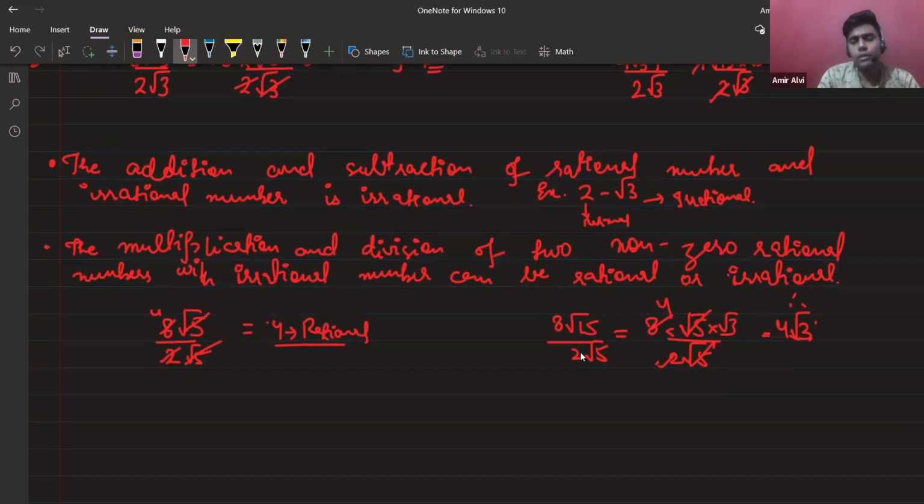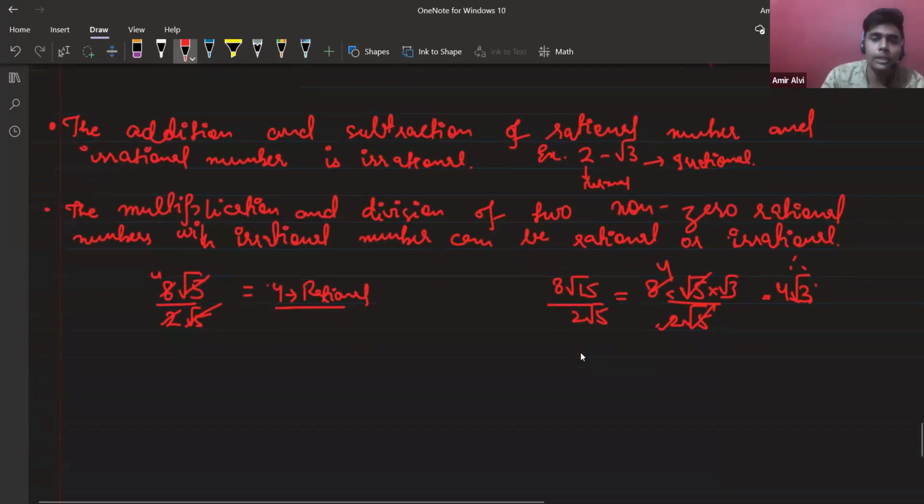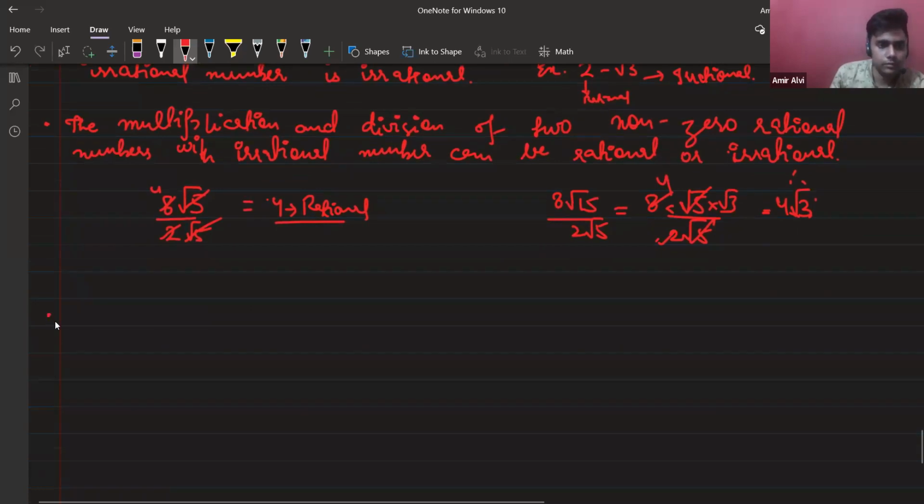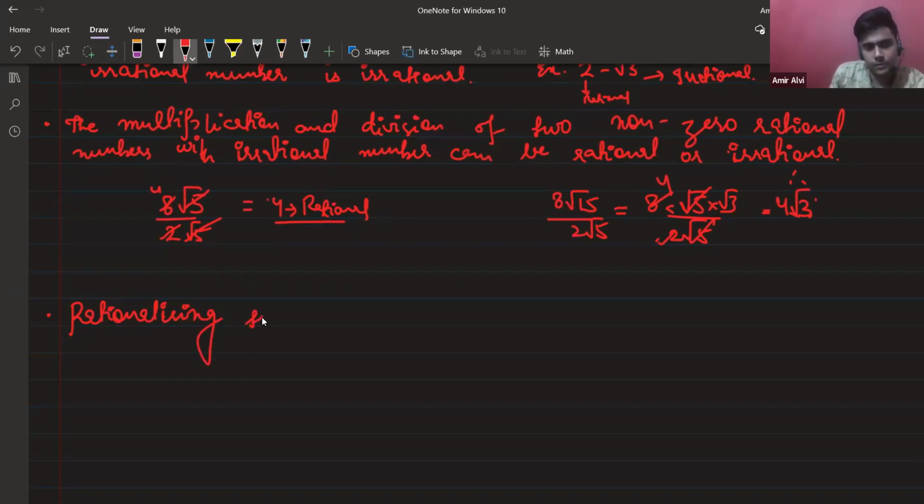And our next topic is rationalizing the denominator. Yeah, just a second, Simran. Let me take some examples so that I can explain it to you. Okay.